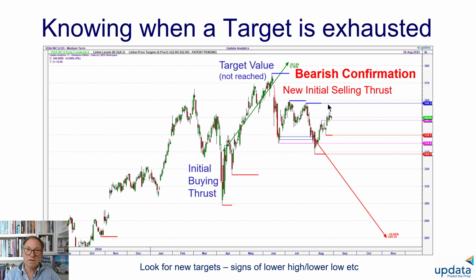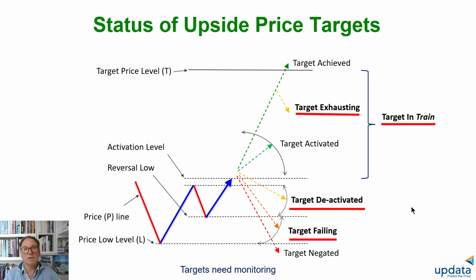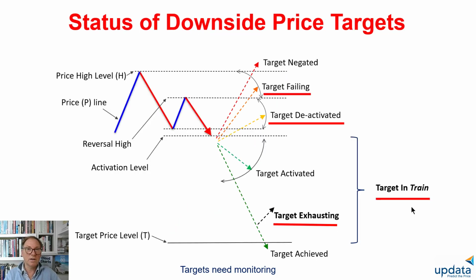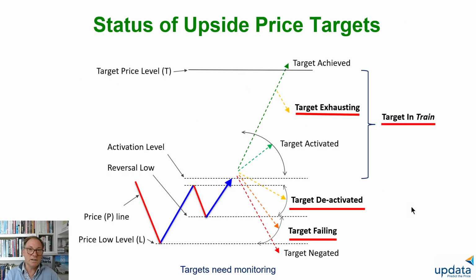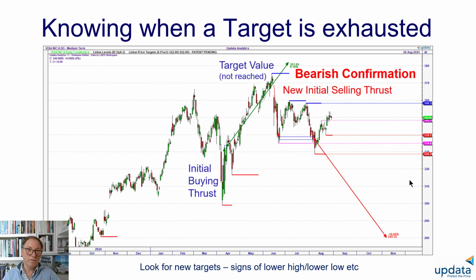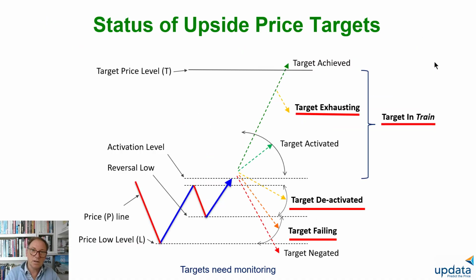The key thing is we're not quite getting there. So always look for new targets, signs of a lower high, a lower high, lower low. That is really significant. You can just completely discount that target now. Just remembering the status that we covered previously of upside and downside targets. This is one of the really big advantages of not having them on a point and figure chart. On a point and figure chart, they'll just be pointing up in the air, and you will not necessarily see this price action, whereas on the time-based chart, you can see you're wandering away from the trajectory. So that's quite key.